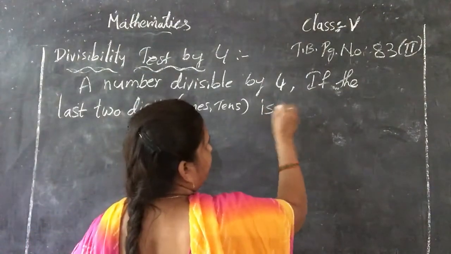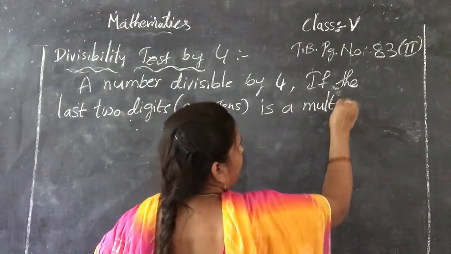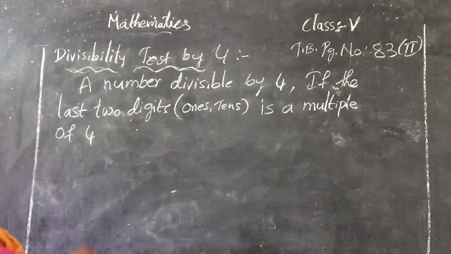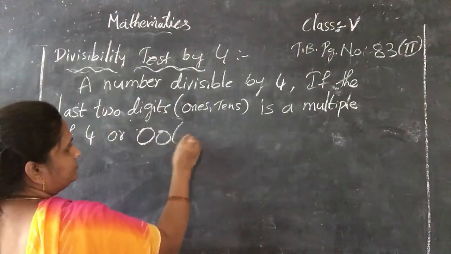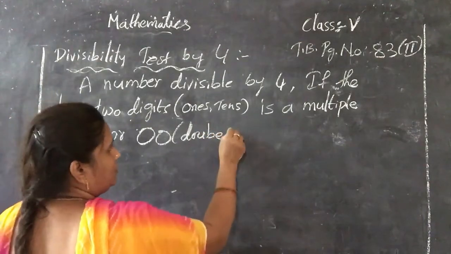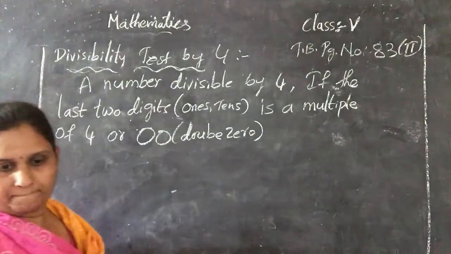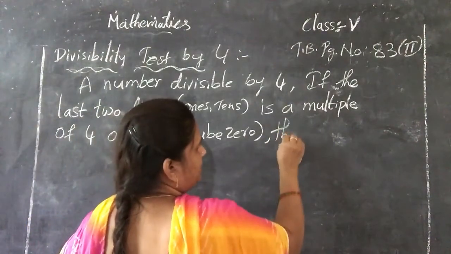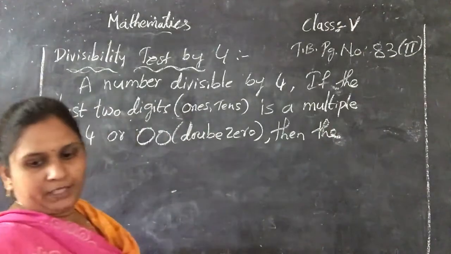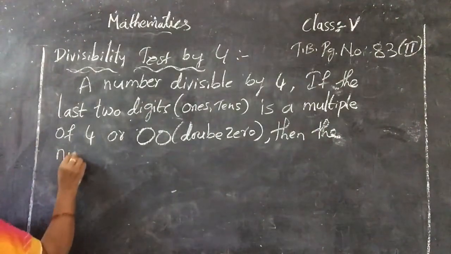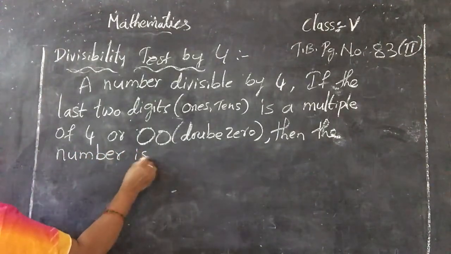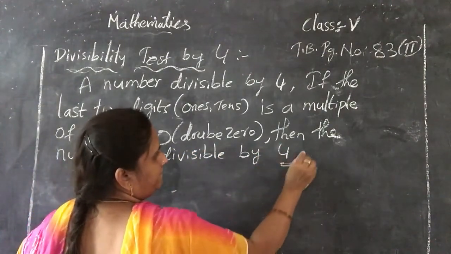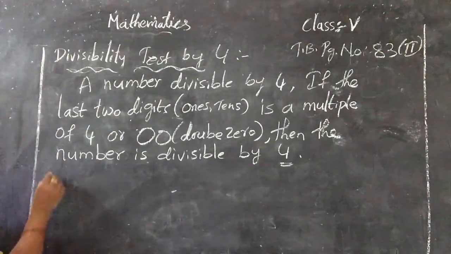is a multiple of 4 or 00. If double zeros are there in the last place also, 00, then the number is divisible by 4. Okay? Example.